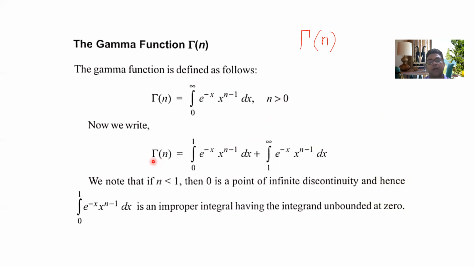Now we can write gamma n is equal to the integral from 0 to 1 of e to the power minus x, x to the power n minus 1 dx, plus the integral from 1 to infinity of e to the power minus x, x to the power n minus 1 dx. We know that if n is less than 1, then 0 is a point of infinite discontinuity, and hence the integral from 0 to 1 is an improper integral having integrand unbounded at 0.